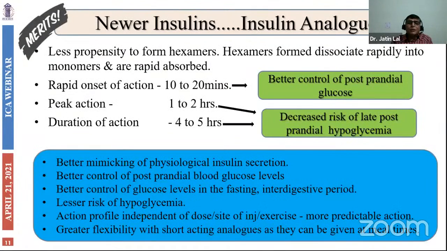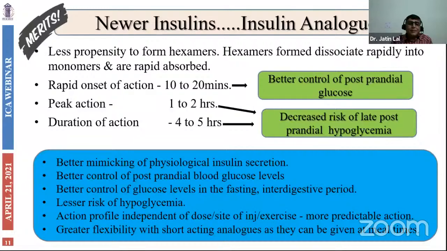So what are the merits of these insulins? They have less propensity to form hexamers, and if formed, they will dissociate rapidly into monomers and are rapidly absorbed. So it has a rapid onset of action, 10 to 20 minutes, giving rise to a better control of the postprandial glucose. The peak action is 1 to 2 hours and the duration of action is 4 to 6 hours. So decreased risk of late postprandial hypoglycemia.